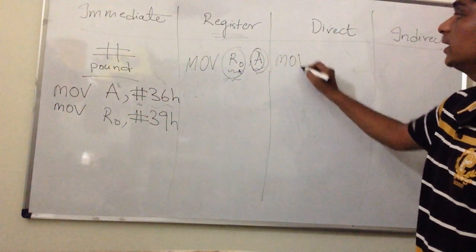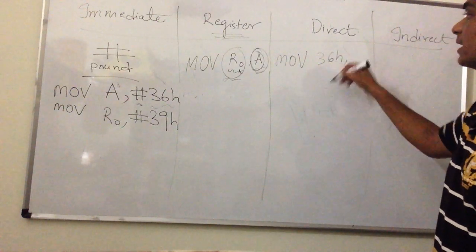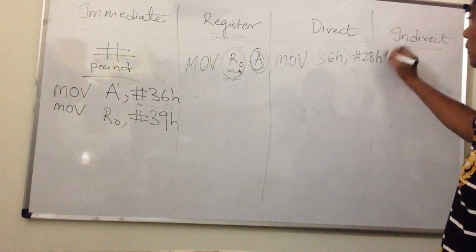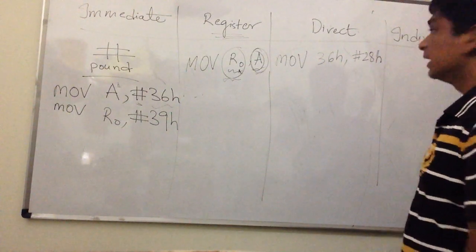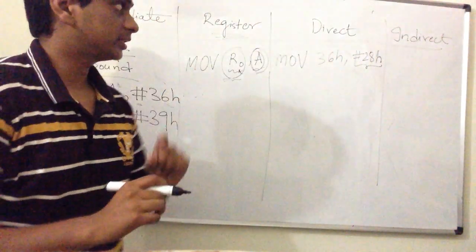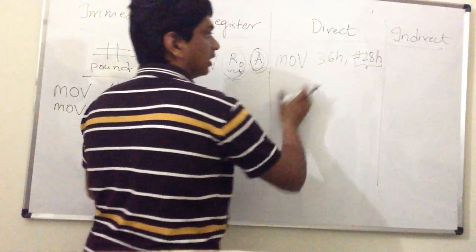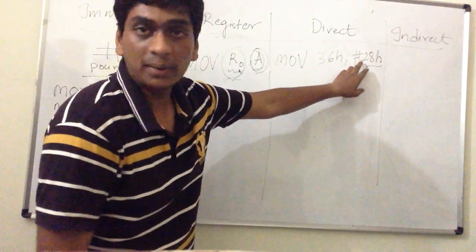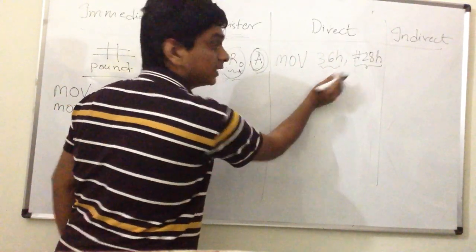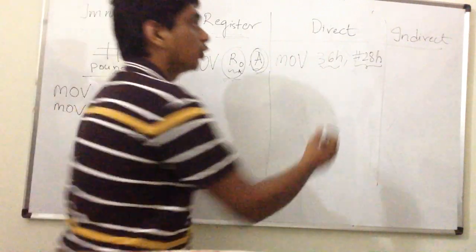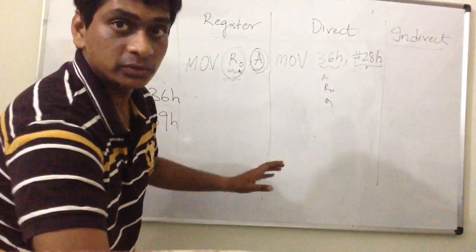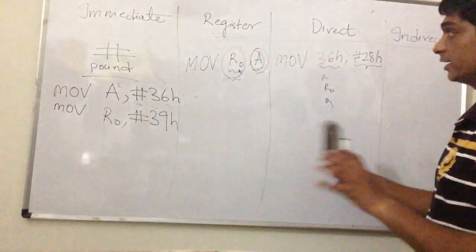For example, if I write move 36H, comma hash 28H. What does this mean? It means 28H. Remember this too. Once you see this, you might think it is an immediate addressing mode. Though it is a combination, you have given the address directly. You are not mentioning A or R0 or R1 here. So things could be a combination of addressing modes.